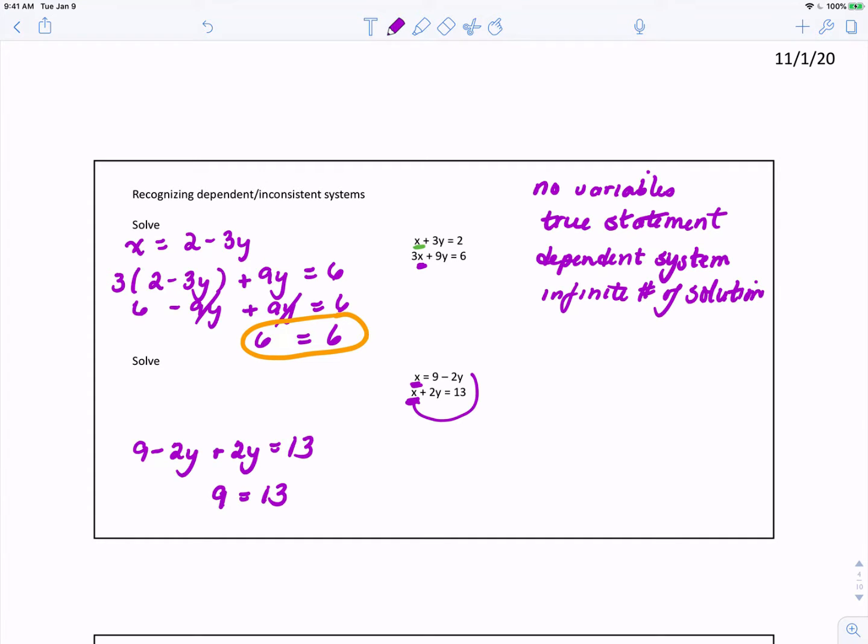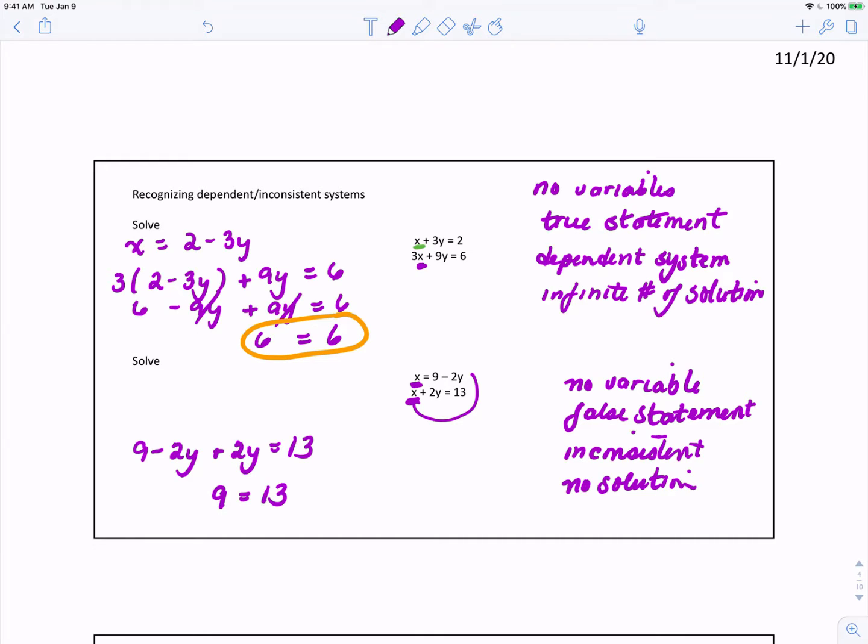So now we have no variables left, but unlike the first one, we're looking at a false statement. It is not true that 9 is equal to 13. So what does this mean? This means we're looking at an inconsistent system, and that there is no solution. There's no ordered pair. There's no x and y that would make both of those equations true simultaneously. If you were to graph these lines, they'd be parallel.